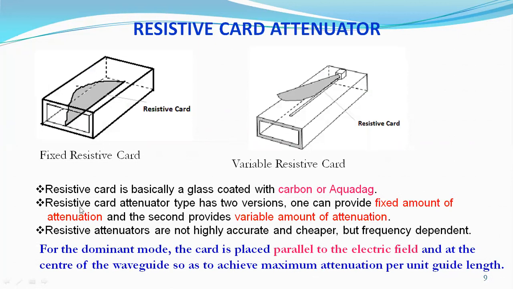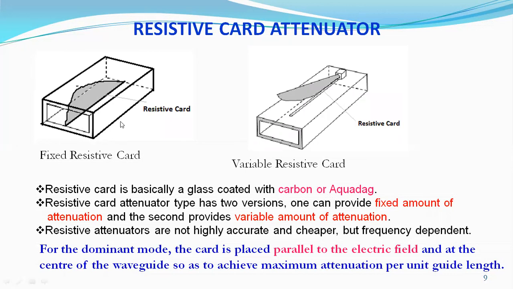Here the same concept applies. There is a rectangular waveguide, and inside it I am fixing some dielectric material coated with carbon or aquadag. The resistive card is basically glass coated with carbon or aquadag, fixed inside the rectangular waveguide so that it exhibits some attenuation loss. That is called the fixed attenuator. In our laboratory, we have fixed attenuators like 2 dB or 5 dB.